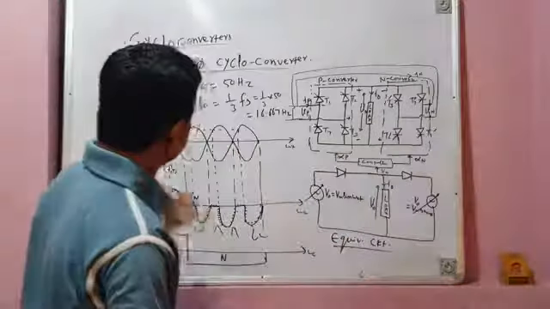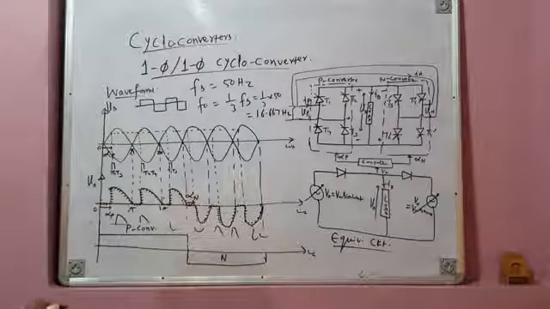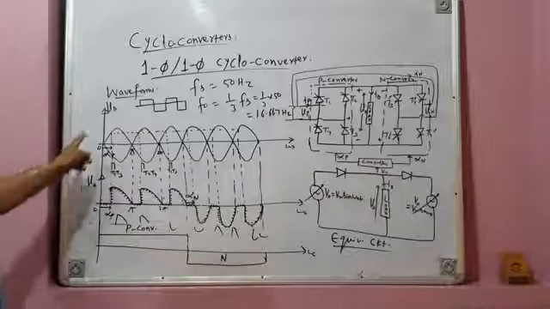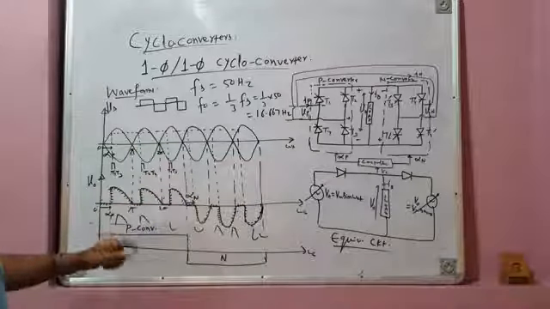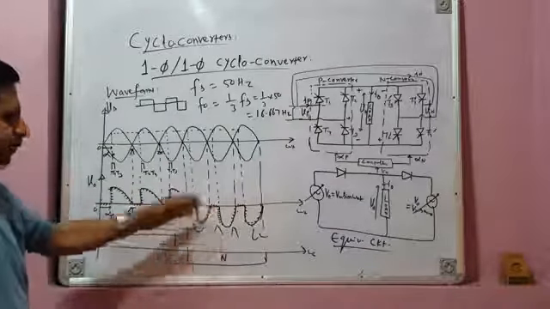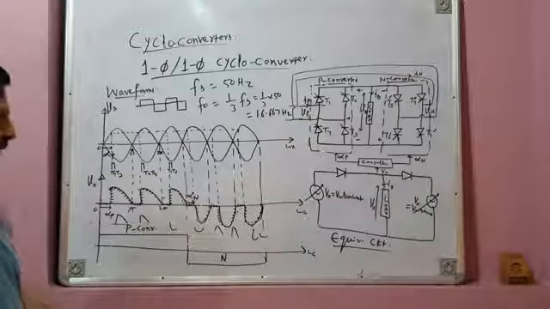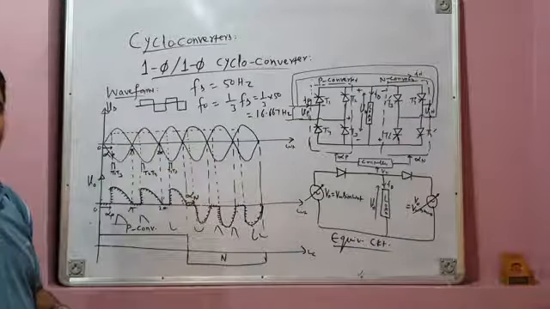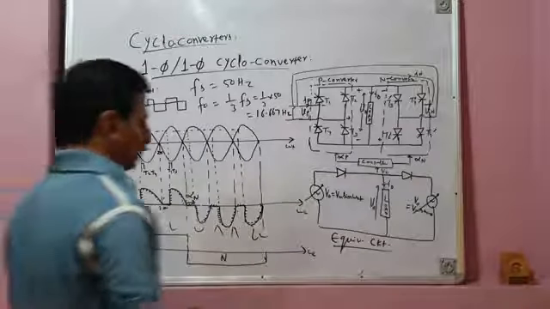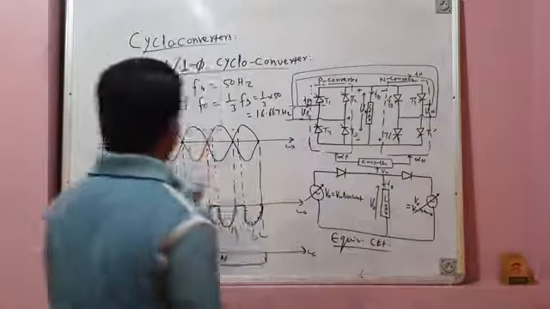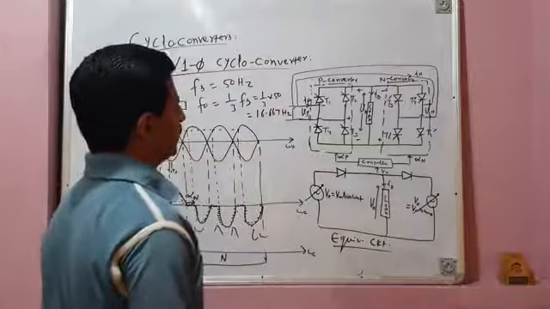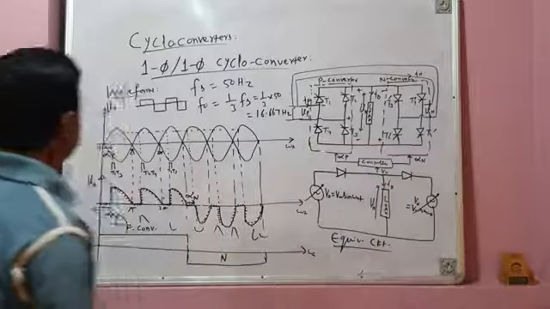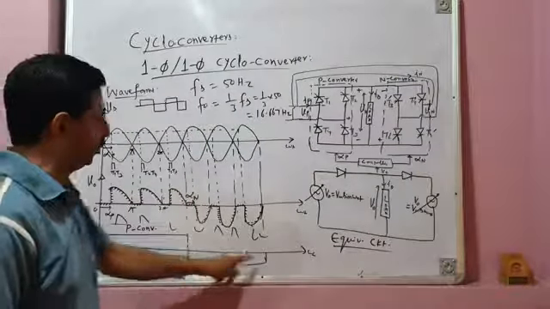Okay, so this explains the basic operation of your single phase to single phase cycloconverter. Your input voltage is single phase, output voltage is also single phase, but frequency is different. The output voltage frequency here is 1 by 3 of input voltage frequency. This explains the operation with the help of waveforms of the single phase to single phase cycloconverter. Now you can see the output voltage is almost rectangular in nature.